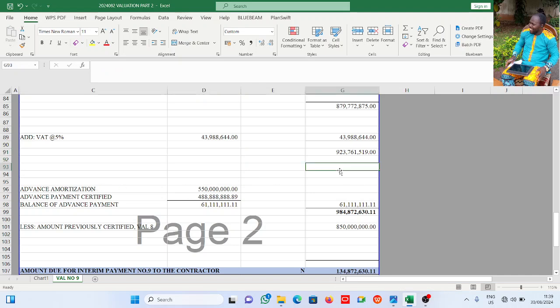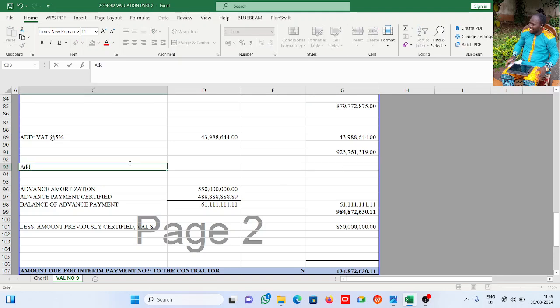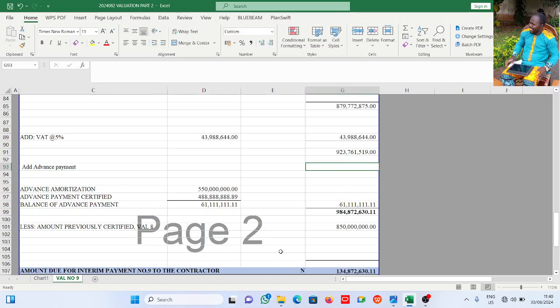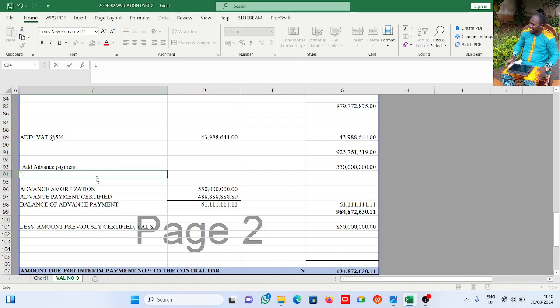In another case, I can say add, let me put it here, I'll delete it so that you can understand. Add advance payment. All right, if I put it here, this is 550 123 123. I can now say less advance payment amortization.